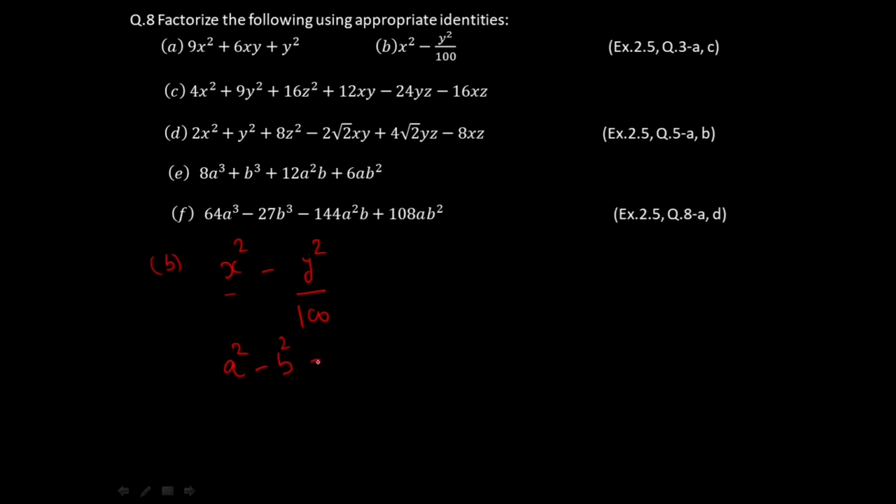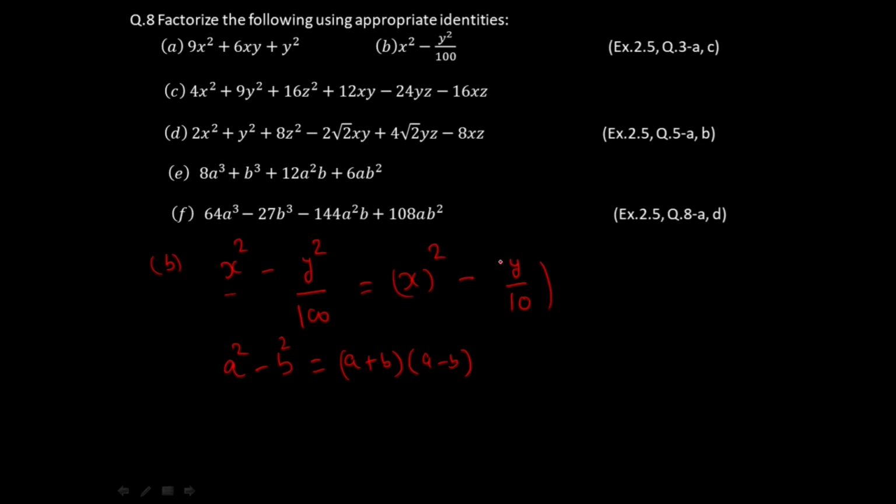a square minus b square is equal to (a plus b) times (a minus b). So let's see if I compare this with that. Before comparing, let me convert this given question in this form. So x square is as it is, minus. Can I rewrite this whole value in the form of a perfect square?